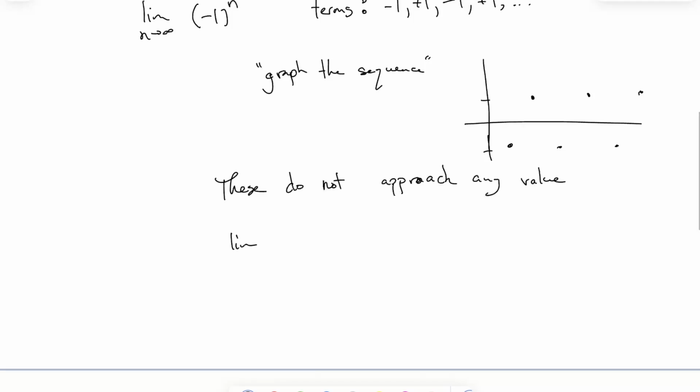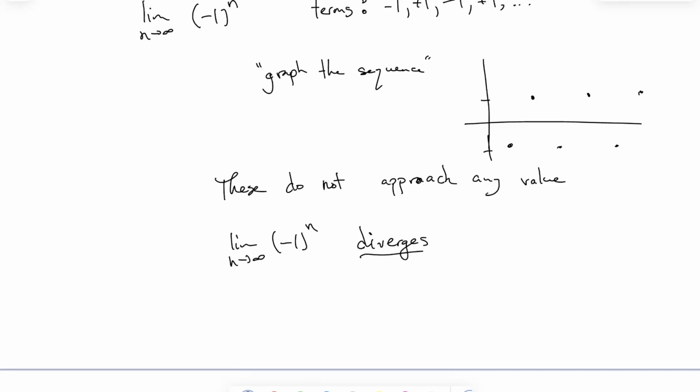So the moral of the story is this lim n goes to infinity, -1 to the n, diverges. Remember, diverges just means it doesn't converge. When you say diverges, that doesn't mean necessarily that it goes to infinity or anything. These values definitely don't go to infinity, but we still say it diverges because that's just the opposite of converges. It doesn't approach a particular value. All right, -1 to the n, diverges.